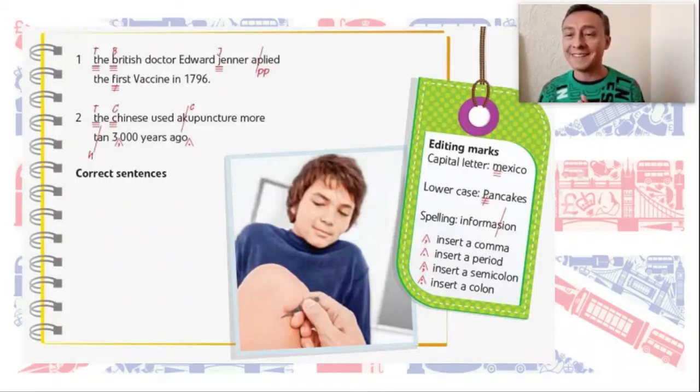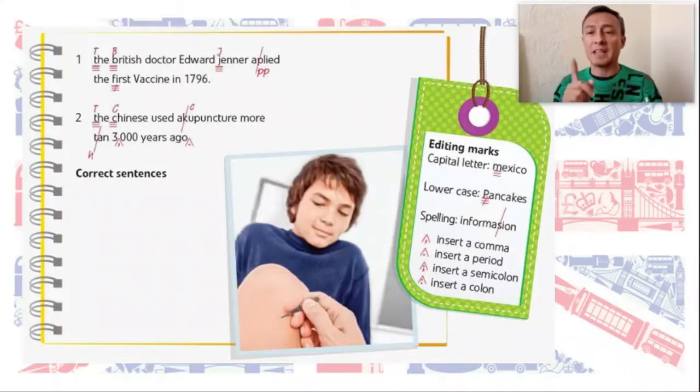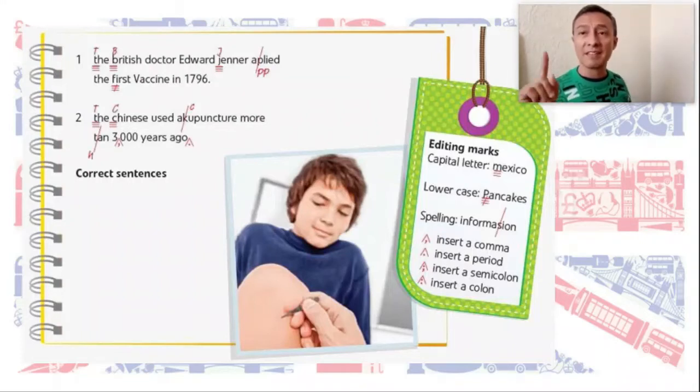Oh, I see. That means that Jenner is the surname of this doctor, Edward Jenner. Okay. Now, this is a spelling error because applied has a double P. In the text too, the word acupuncture is not written with a K, but with a C. Here, an H must be added to have the word then.